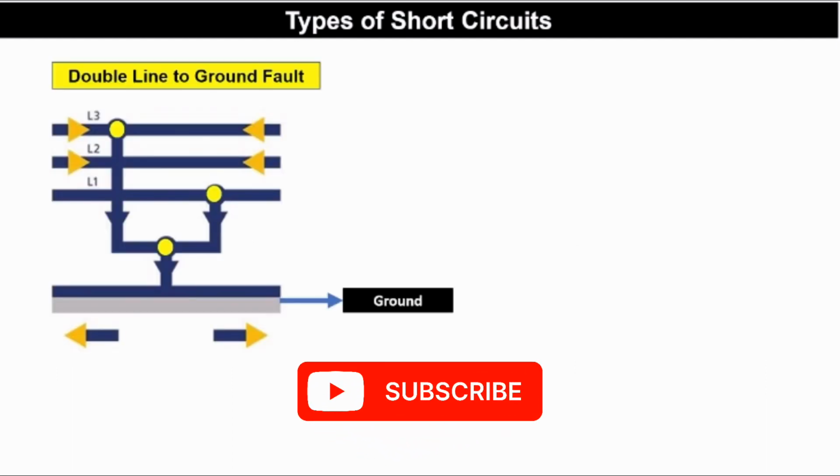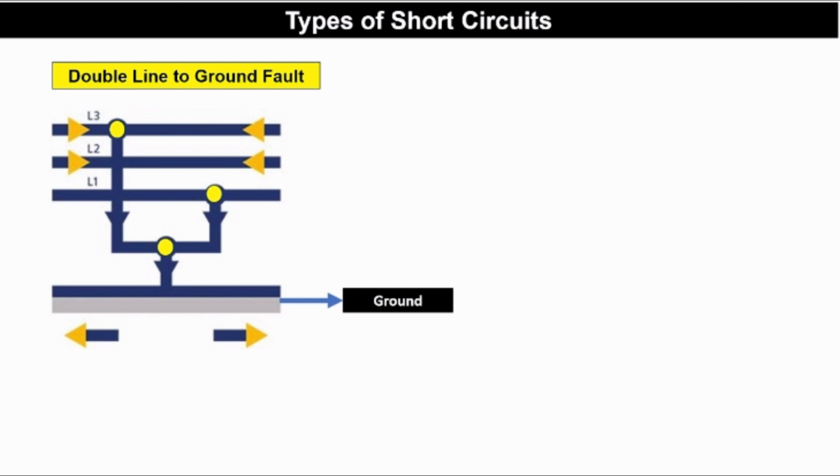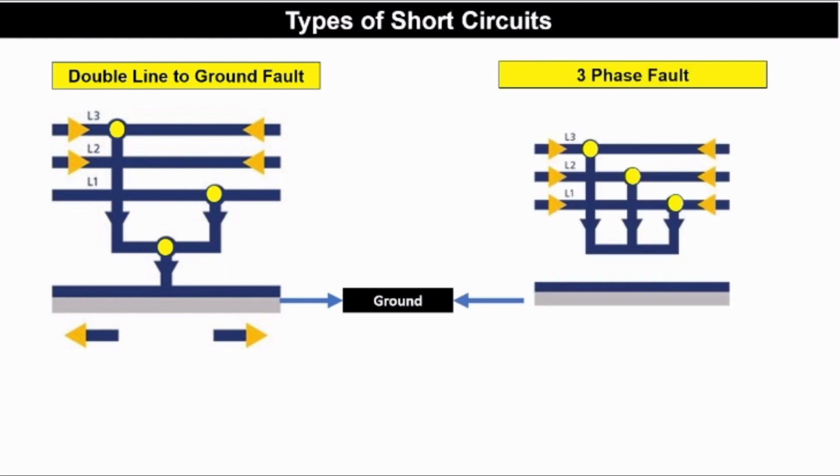Third is the double line to ground fault. In this condition, two lines get connected to each other, then they get connected with the ground. Fourth is the three phase fault.